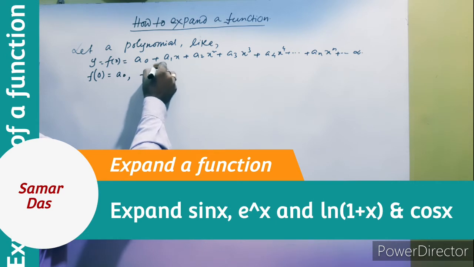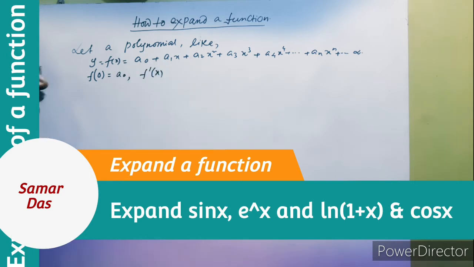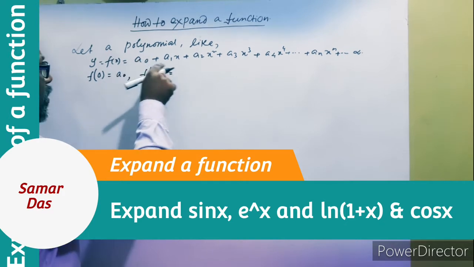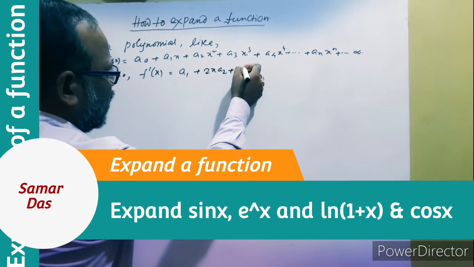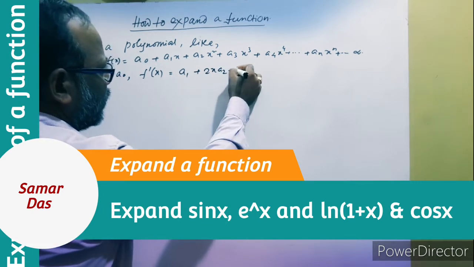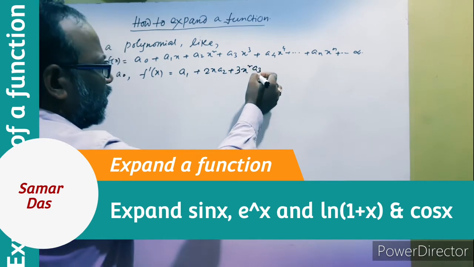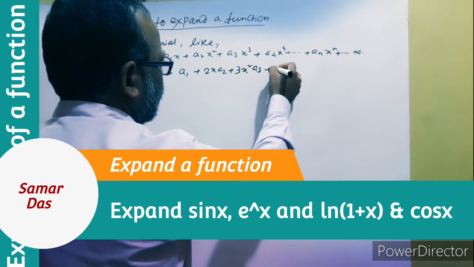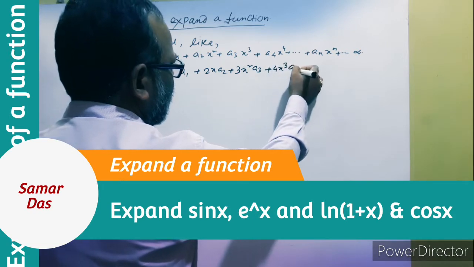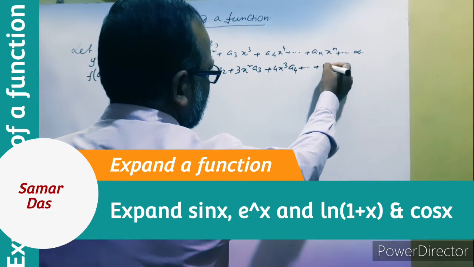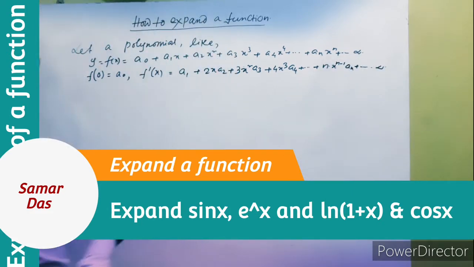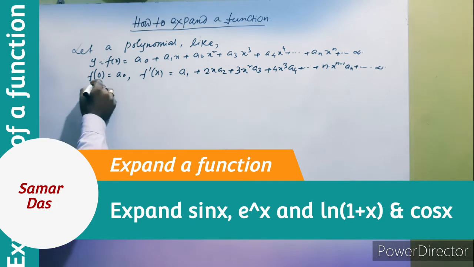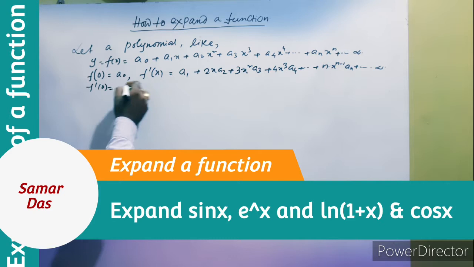Now differentiate this function. f dash of x is a1, plus twice x a2, plus thrice x square a3, plus 4 x to the power 3 a suffix 4, dot dot, and n into x to the power n minus 1 a suffix n, dot dot to infinity. Again put here 0, so we got here a1.